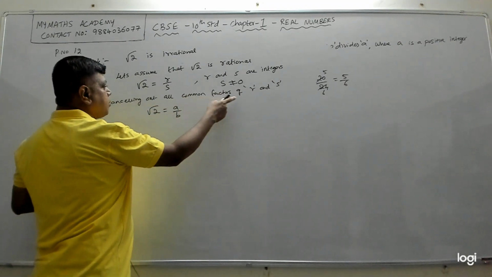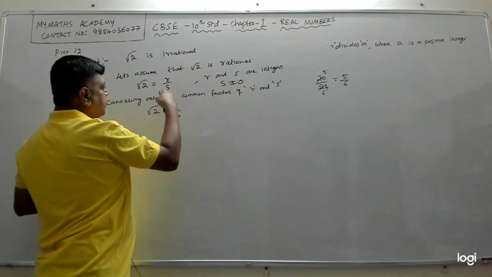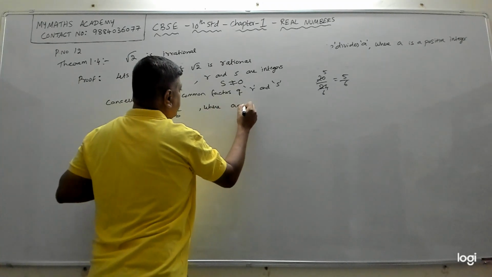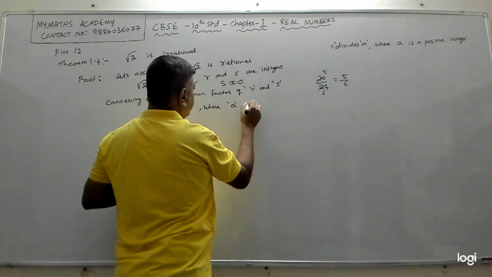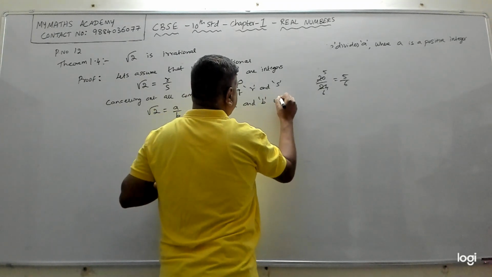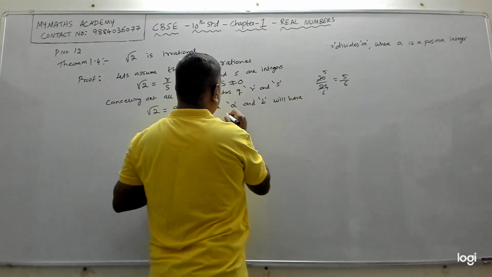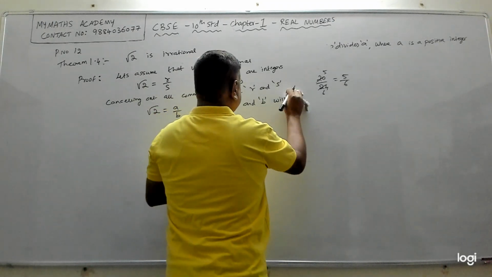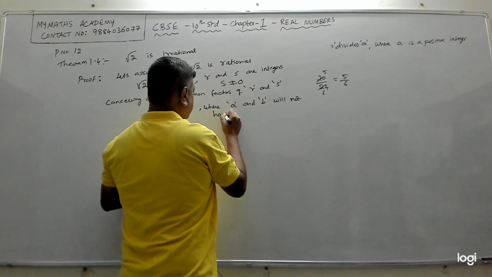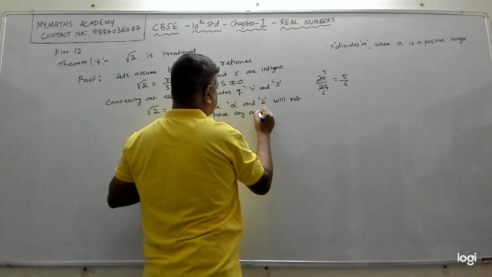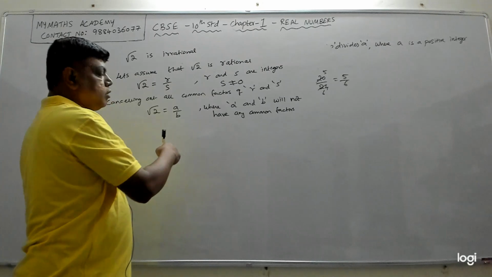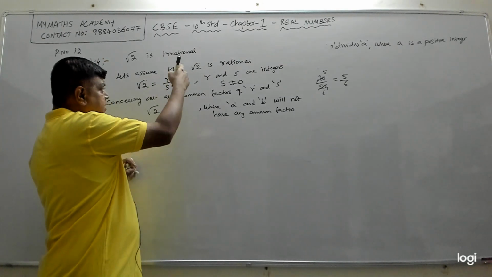So cancelling out all the common factors of R and S, root 2 will become A by B, where A and B will not have any common factors. Nothing will be common. If anything is common, we have cancelled everything.